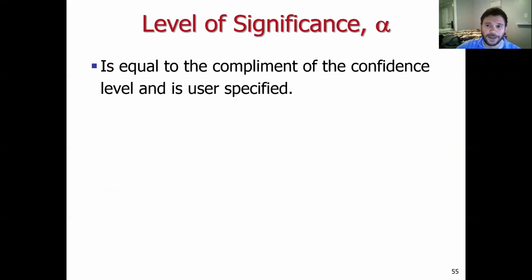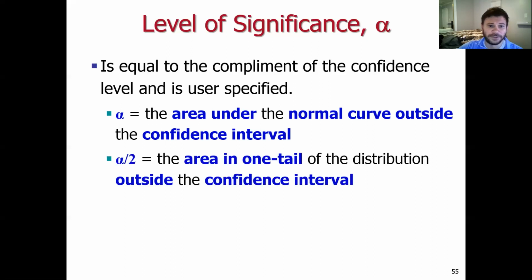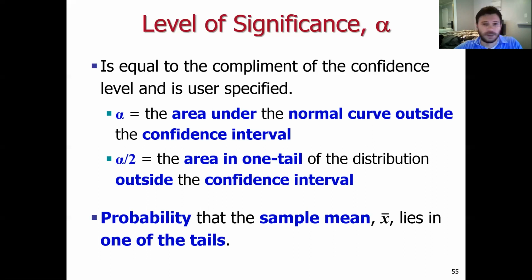The way we're going to think about this diagrammatically is that the level of significance, alpha, is the area underneath that bell-shaped curve that's outside of the confidence level. It's the area outside of that level, defining the tail probabilities in our sampling distribution, meaning alpha divided by 2 is the area in just one of those tails. And we're going to think about this as really the probability that the sample mean lies in one of the tails of our sampling distribution.